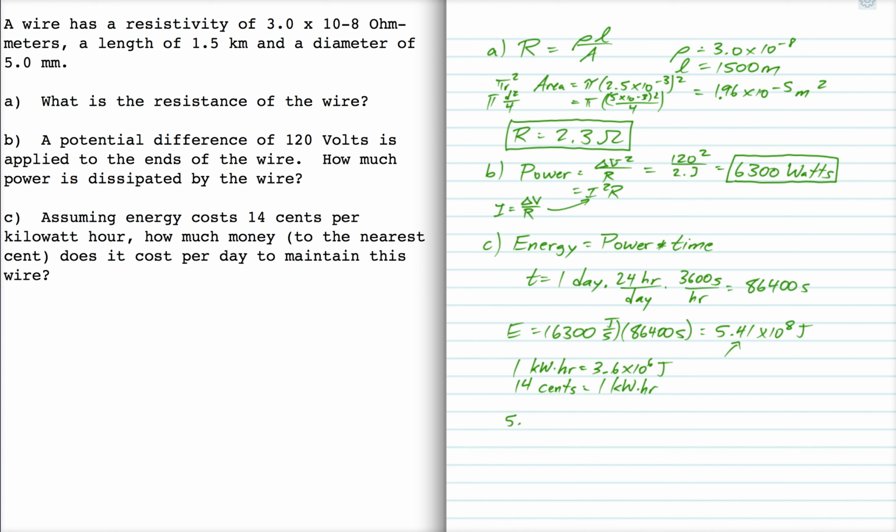I'm going to take 5.41 times 10 to the 8th joules. I'm going to convert it into kilowatt hours. Okay, that's 150 kilowatt hours. And then I'm going to take that 150 kilowatt hours and convert it into money by multiplying by 14 cents per kilowatt hour. And that's 2,103 cents, or $21.03. That's an expensive wire to maintain.